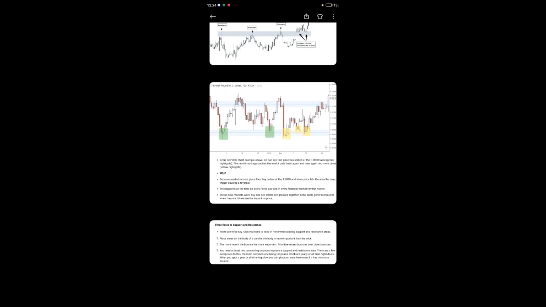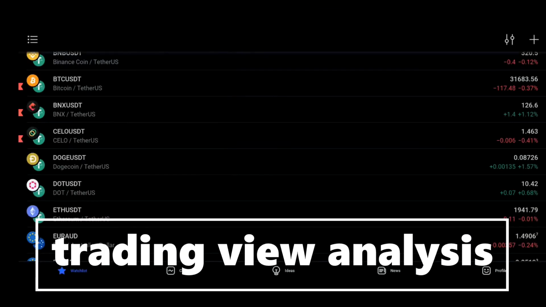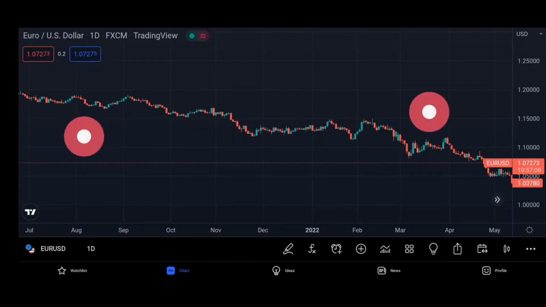Now let's move to TradingView so I can show you with another currency pair how you can place your support and resistance areas. This is TradingView, where you can do your analysis, and look for EUR/USD. Here it is. This is how it's supposed to look.